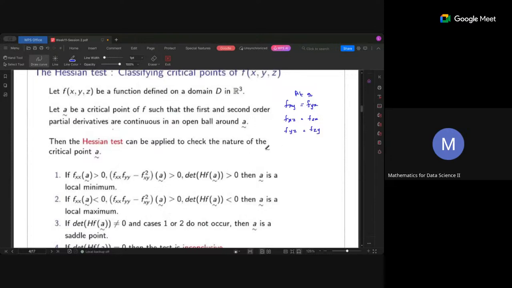Before this, let us write the Hessian matrix at the point A tilde. The first row is fxx, fxy, fxz. The second row is fyx, which is the same as fxy, because we have the continuity condition, then fyy, then fyz. The third row is fzx, which is the same as fxz, then fzy, which is the same as fyz, then fzz. So this is the Hessian matrix you are going to consider.